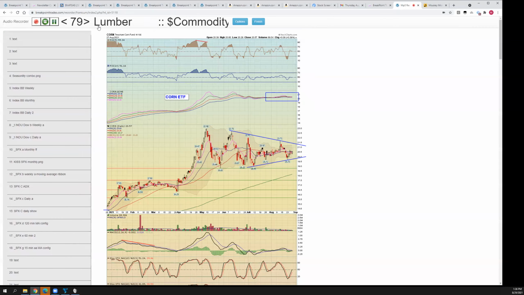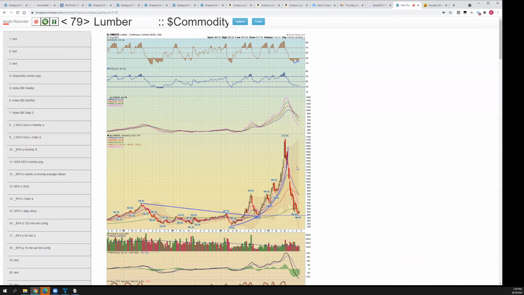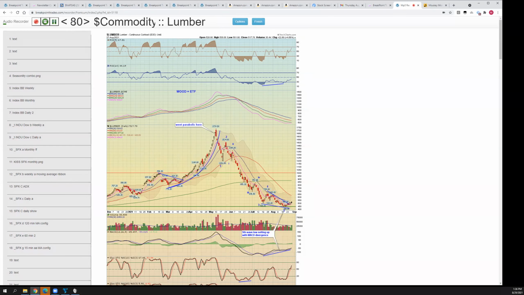Next. Chart 79, lumber. Lumber has had just a crazy reaction. Look at this thing. Parabolic up move. Topped out there in May. Straight down move, but big support down here. Next. Chart 80, lumber on the daily.